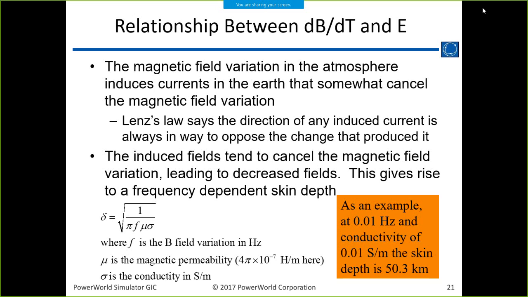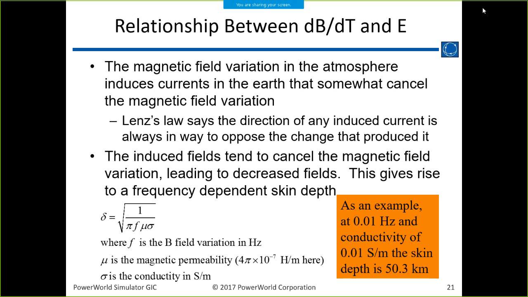The relationship between a change in B, dB/dt, and E can be thought of as coming from Lenz's law. And Lenz's law says the direction of any induced current is always in a way to oppose the change that produced it. So if you've got a changing magnetic field, you may have done an experiment early on in your engineering career where you change the B through a coil by moving a magnet or something, there's going to be an induced electric field that's going to oppose it. That's what Lenz's law says. How much that current is affects what sort of induced voltages you get. It's something that we take advantage of all the time. These induced fields tend to cancel the magnetic field variation, leading to decreased fields.